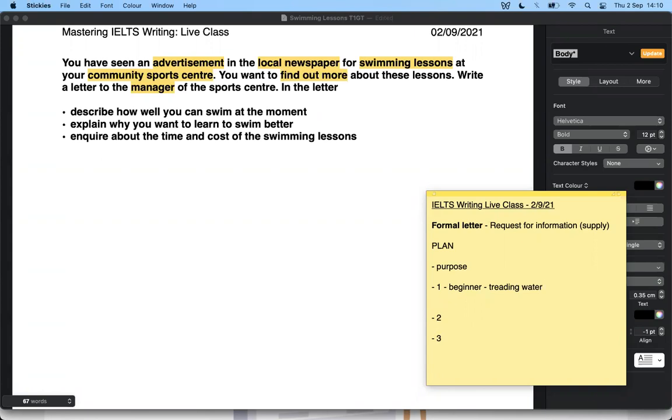Anything else that we could talk about here? Beginner, you know how to tread water. Can we do any swimming at all? Can you think of any swimming styles? Any vocabulary for swimming styles that you know? Don't worry if not, because it's quite technical vocabulary. I can always help out.